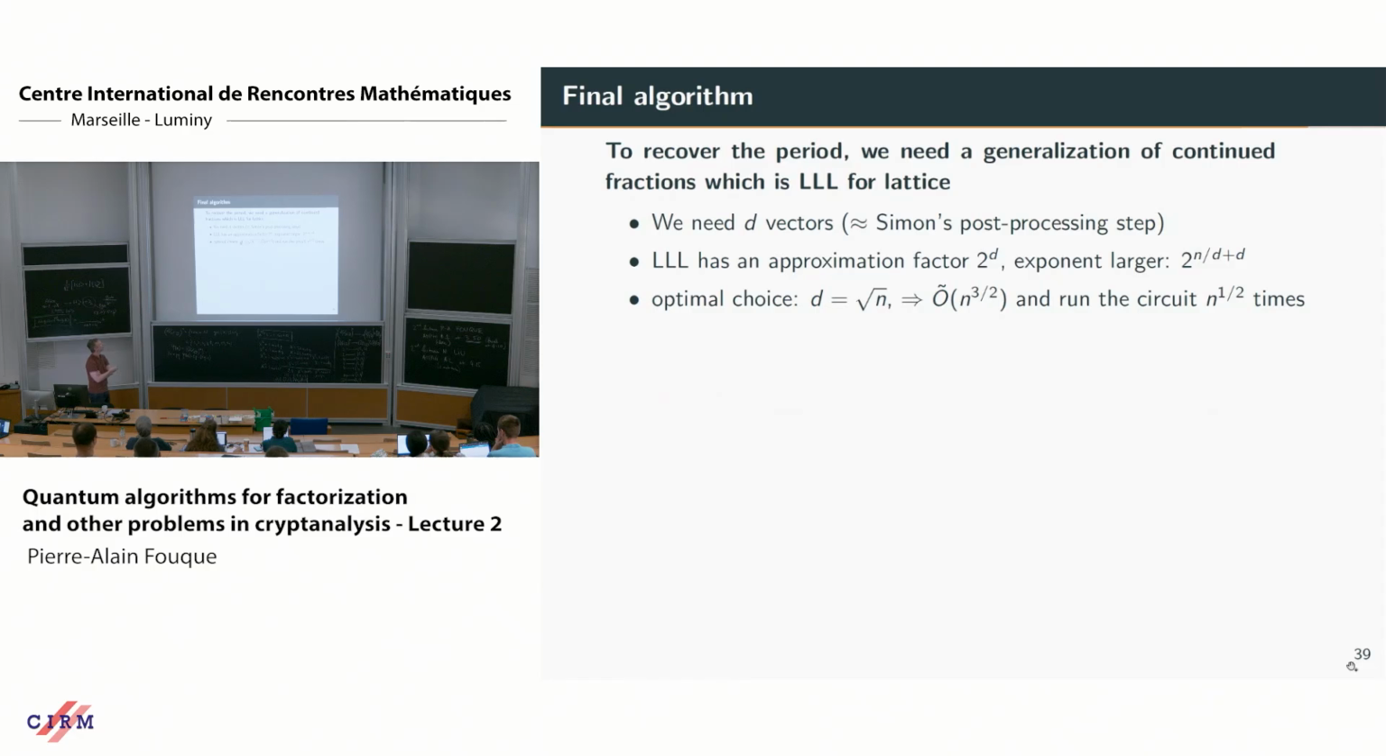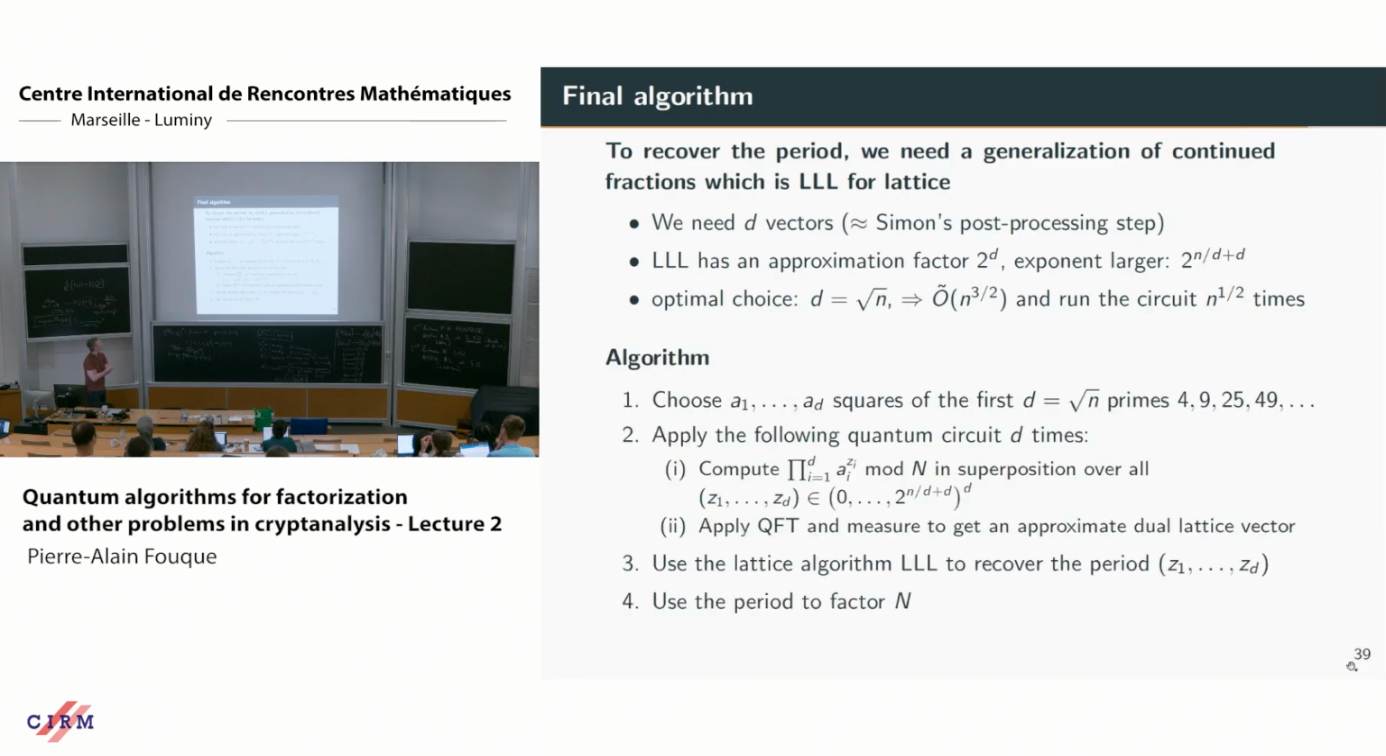And if d is the square root of n, I will explain why I need n to the 3/2 qubits. But in fact, you need to run the algorithm square root of n times, because, as for Simon's algorithm, you need to recover as many vectors as possible. Now the algorithm is exactly the same. I begin with the first square of the first prime here. So I go up to this value. For n equal 248, it is not too much.